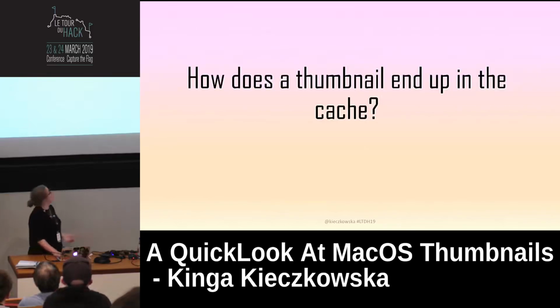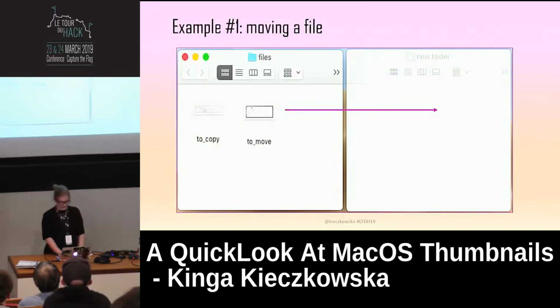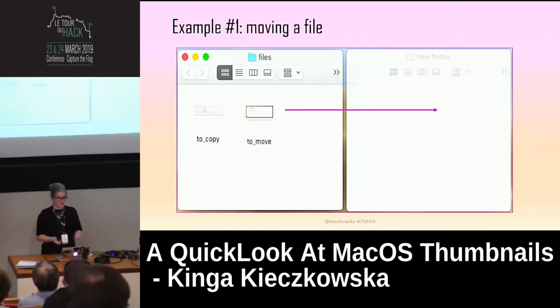So let's look at a couple of examples. Here I have a very easy scenario. I have 2 folders, and both of these folders are on the same machine, so it has nothing to do with networking or anything. There is a folder called files, and there are 2 files in it, to copy and to move. I'm taking the to move file and dragging it to a new folder. Then I'm collecting the cache and looking at the index.sqlite.